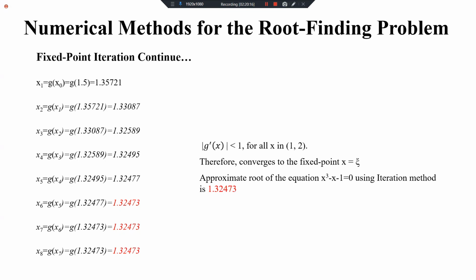Same answers for g(x7), x7 and x8. Actually, in the 6th one, you can get the answer, no? After that, the same answer is repeated. Isn't it? You can do it.